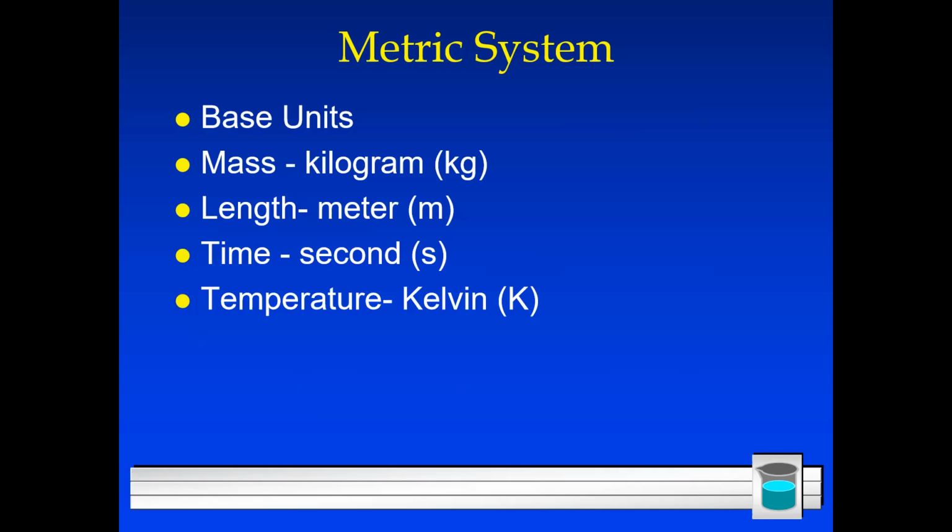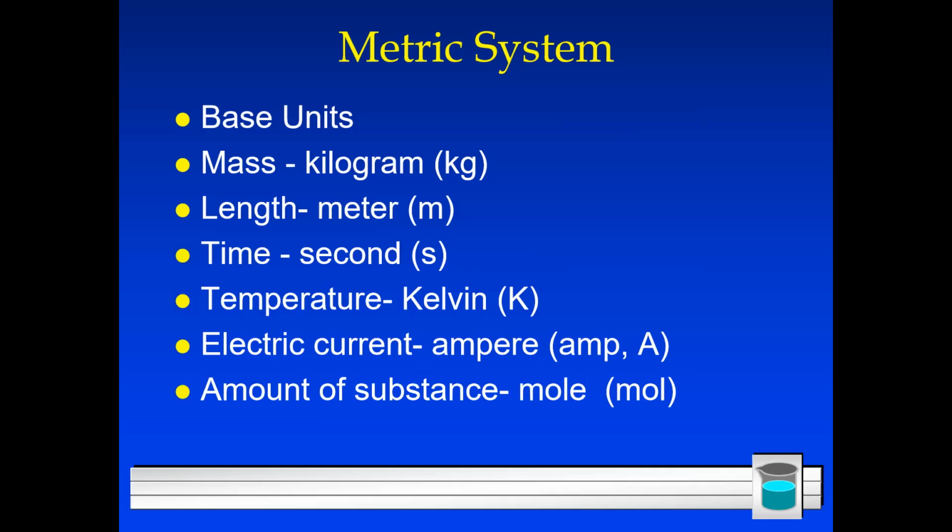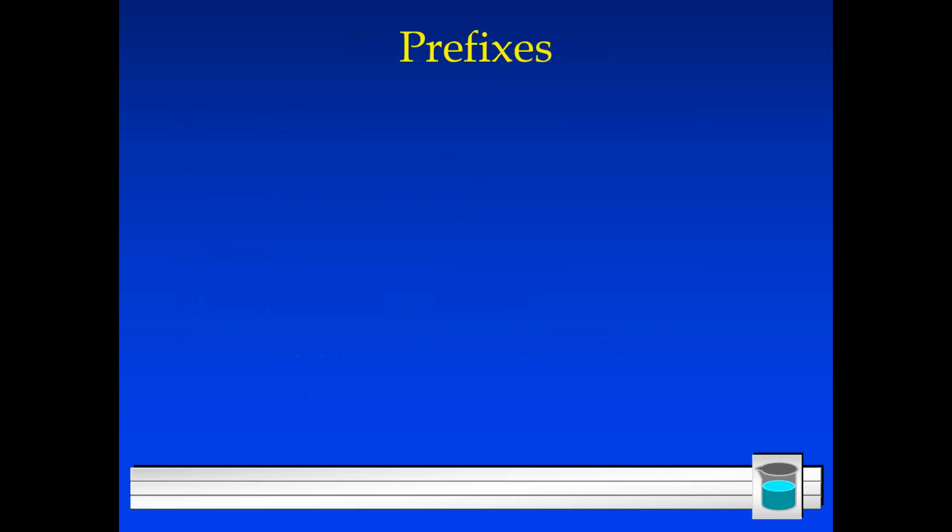The temperature is Kelvin, and it's not degrees Kelvin, it's just Kelvin. Electric current, which we won't look at, is the amp or the ampere. The amount of substance, and that is a unique to chemistry unit, it's the mole. So those are your base units.